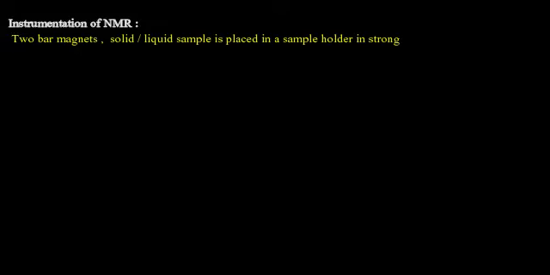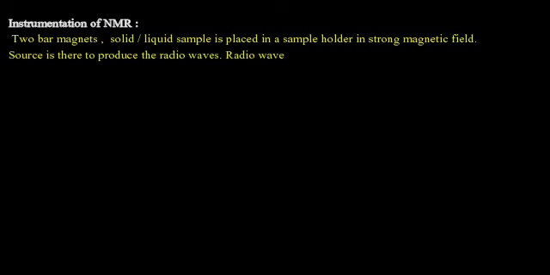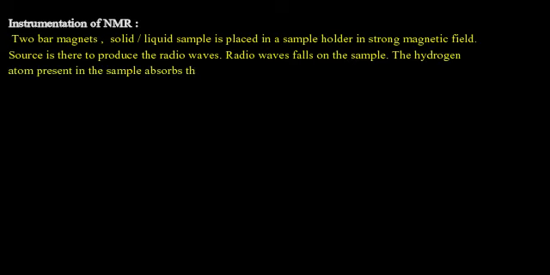The instrumentation of NMR: what are the different tools used in the NMR? It has two bar magnets. A solid or liquid sample is placed in a sample holder in a strong magnetic field. The source produces radio waves. Radio waves fall on the sample.